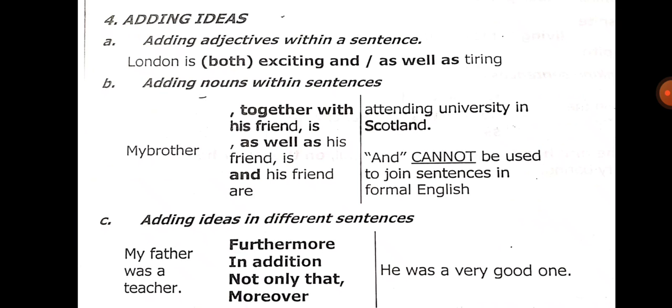The fourth type, we have adding ideas. The first type, adding adjectives within a sentence. For example, London is both exciting and as well as tiring. The second type, adding nouns within sentences. My brother, together with his friend, is attending university in Scotland. Or my brother as well as his friend is attending university in Scotland.